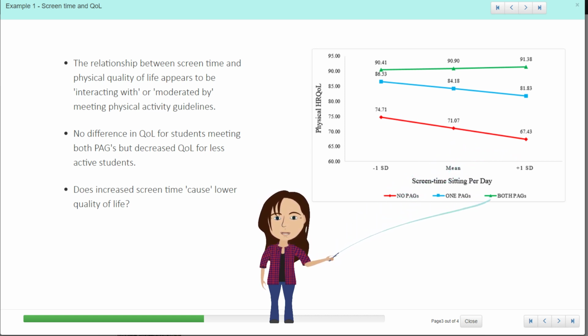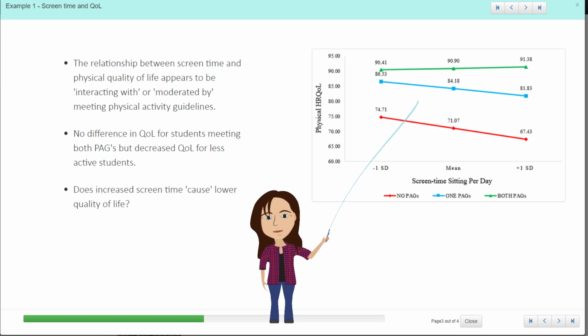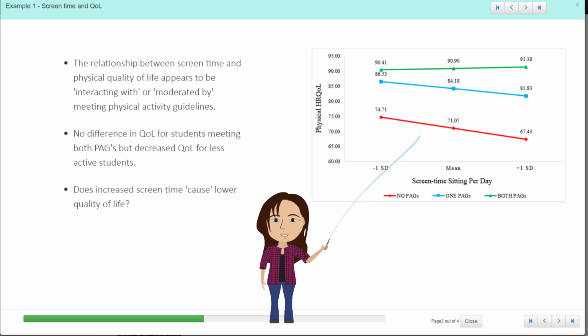So for students in this green group who are meeting both their physical activity guidelines, this regression line actually seems to be flat. So it doesn't actually seem to be having any impact on those students. But the effect is different for these other two groups. So if you're only meeting one of your guidelines or none of your guidelines, it's saying that on average, as your screen time increases, your quality of life is going down.